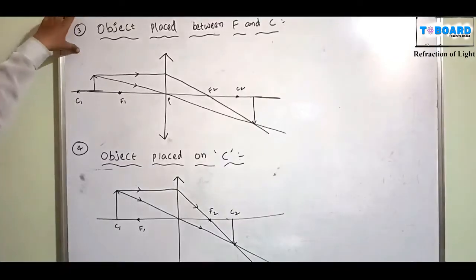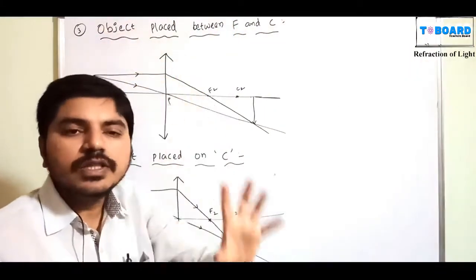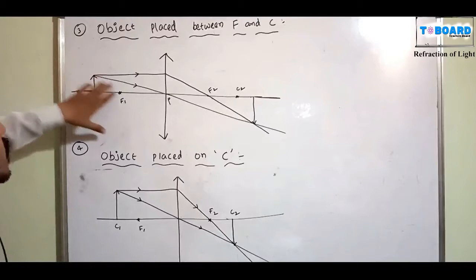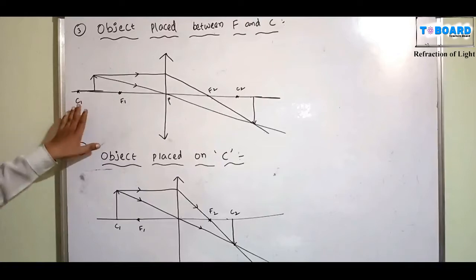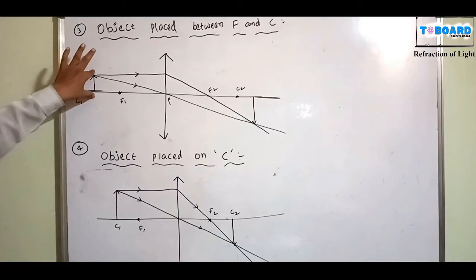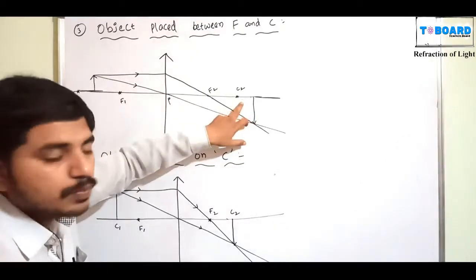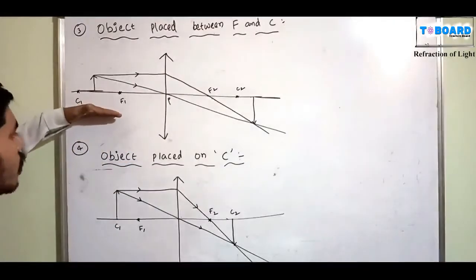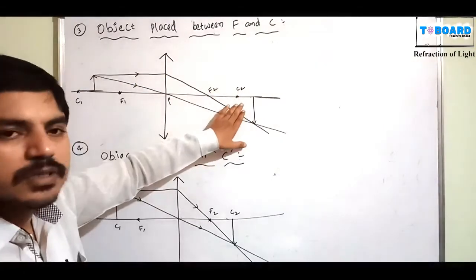Here we can observe that the object is placed between F and C, between the focal point and the center of curvature. Then the diagram looks like this. For example, in a biconvex lens, I kept the object position between the center of curvature and the focal point. This is the position of the object. Then after refraction, where will it meet? The image position should be beyond the center of curvature. If I keep the object between the center of curvature and focal point, the image is beyond the center of curvature.